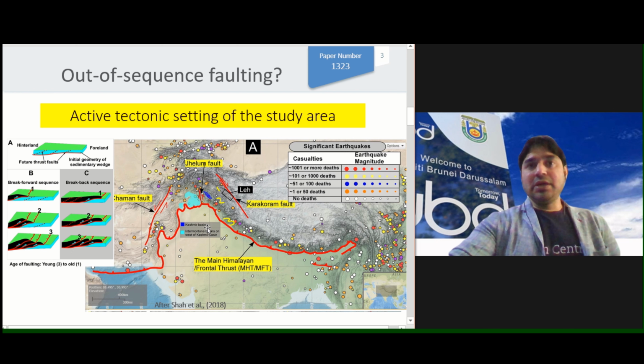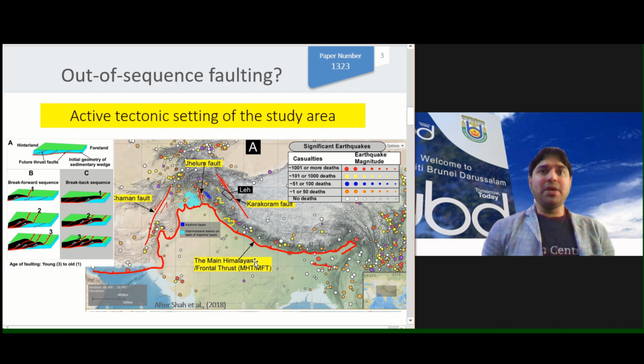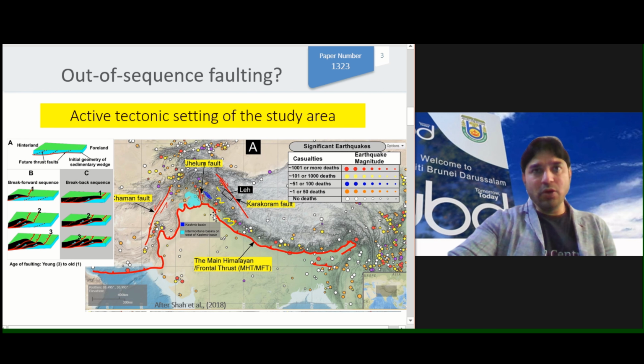So if you have any fault which is getting activated in this area that may not follow a sequence, then that is an out of sequence faulting. But if that is correct, then we shouldn't have a lot of active faulting in the hinterland area, which is against the so-called in-sequence faulting. Now, if you look at this carefully, what we have here also is, for example, the Karakoram fault, which is basically an active fault. Again, it is on the other side, in fact the interior of this orogen.